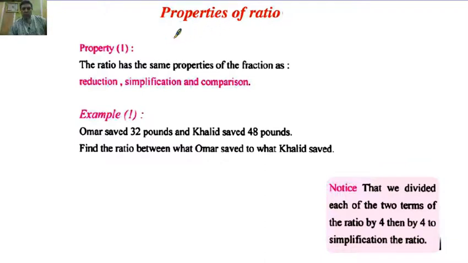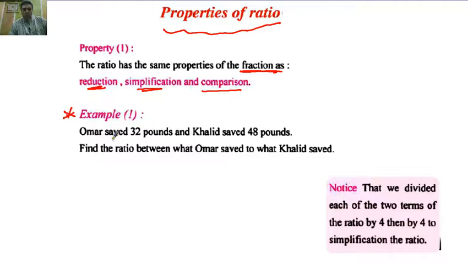Bismillahirrahmanirrahim. Dear students, our lesson today is about properties of ratio. Property number one: the ratio has the same properties of the fraction as reduction, simplification, and compression.